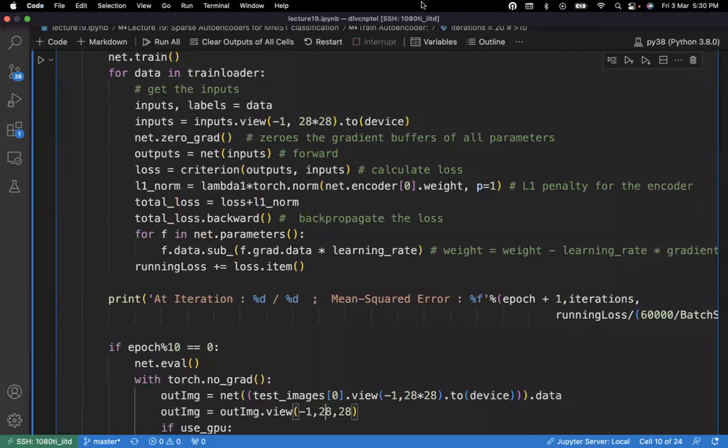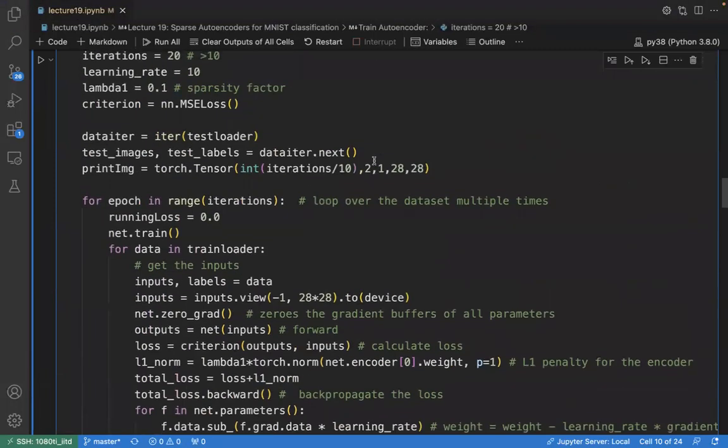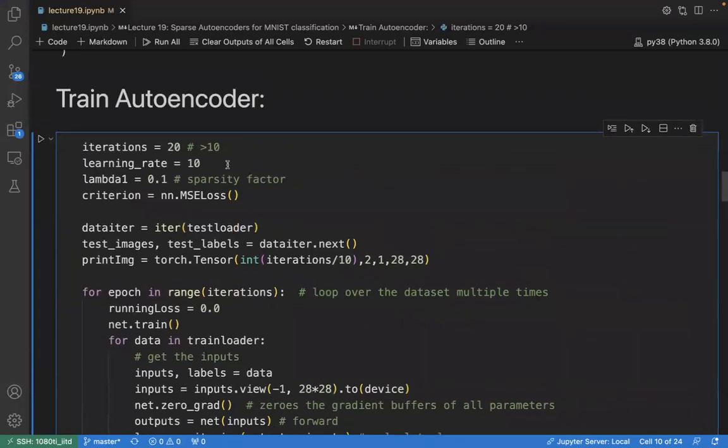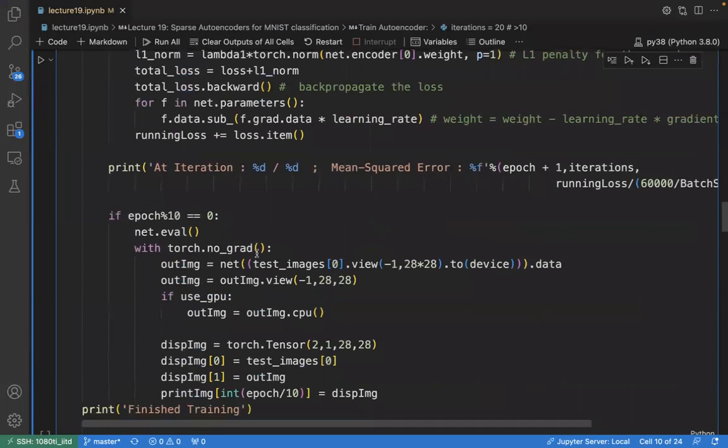Also we are evaluating every time we are reaching some stage. The iteration is 20, and also we're evaluating after some period of training. So let me train this network first and see how it is performing over time.